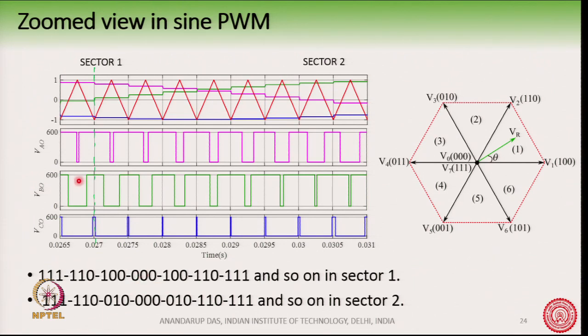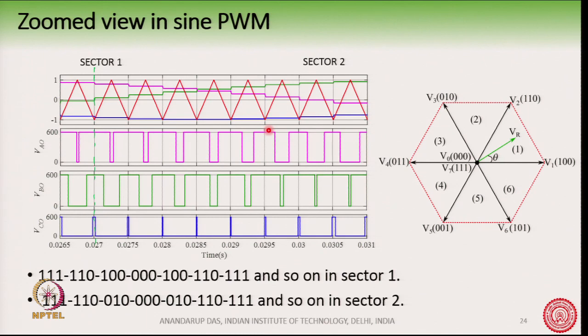Okay. After this, A phase goes up while B and C phases are still down. So, therefore, we should have 1 0 0, and then we have a 1 1 0 here, and then you have a 1 1 1 where all three phases have gone to 1, and so on in sector 1. So, it will again repeat for the next carrier and subsequently the other carriers.